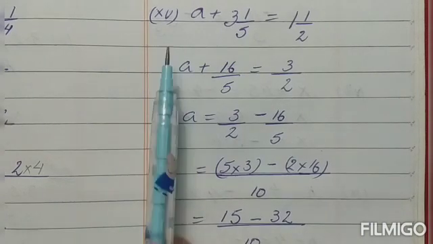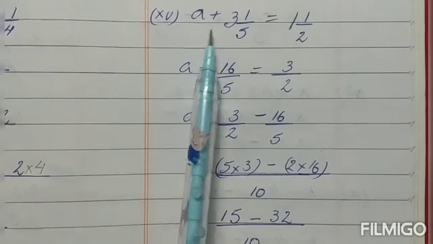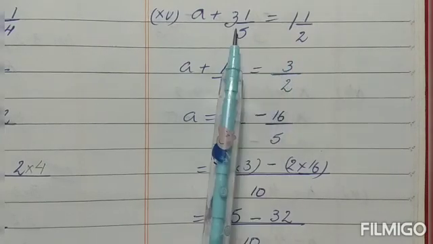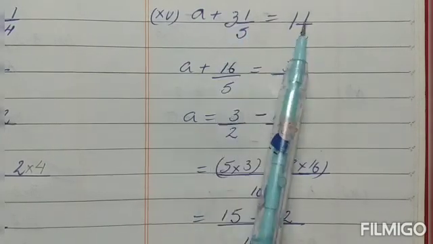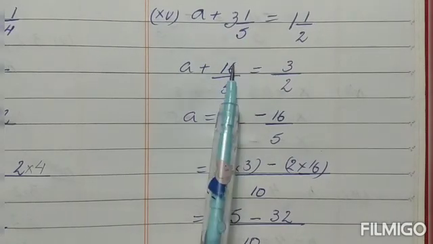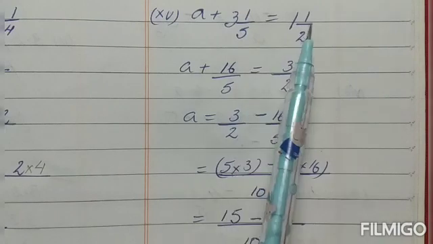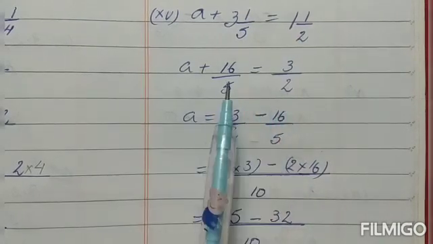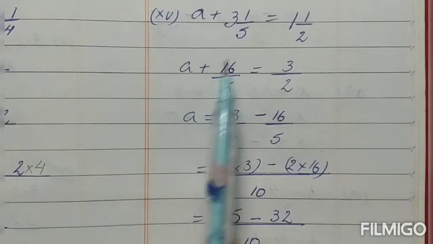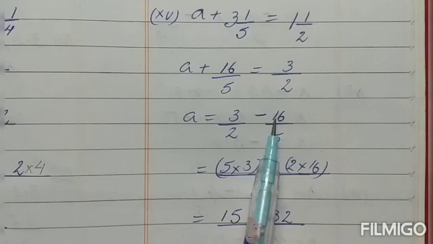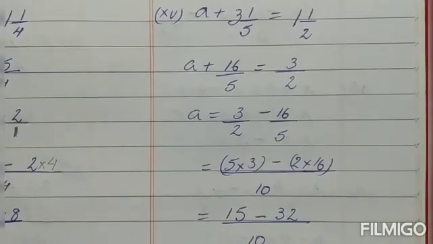Similarly, let's see the 15th part of it. a plus 3 whole 1 upon 5 is equal to 1 whole 1 upon 2. Now the first thing is changing the mixed fractions into improper fractions. So 5 3s are 15 plus 1, 16 upon 5, is equal to 2 1s are 2 plus 1, 3 upon 2. Now this plus 16 upon 5 has to be taken on the other side of the equals to. So this plus will now become a minus 16 upon 5.